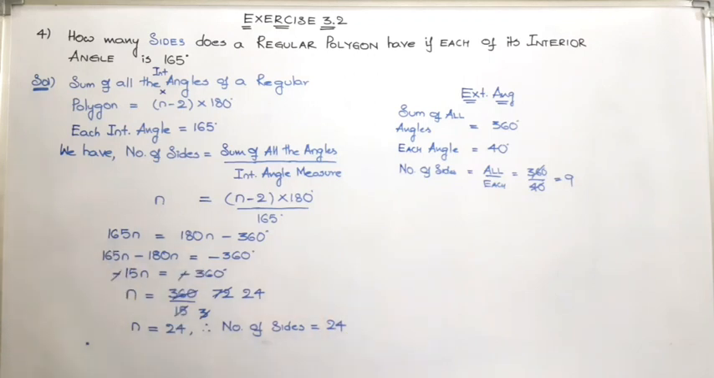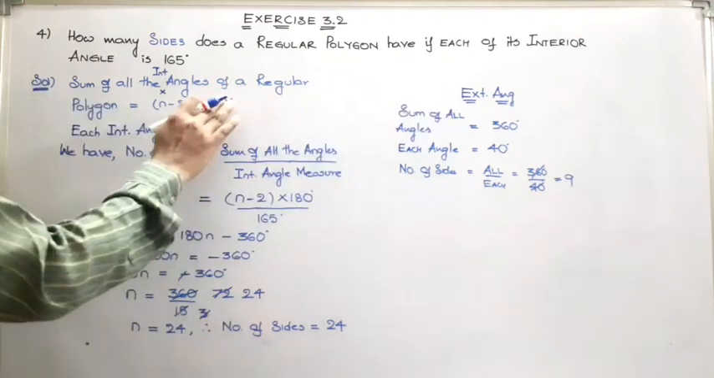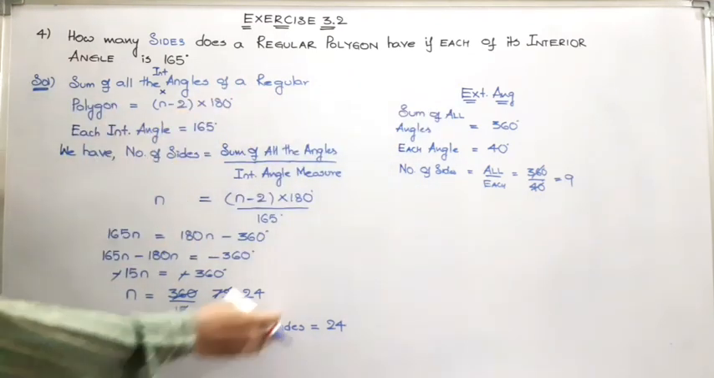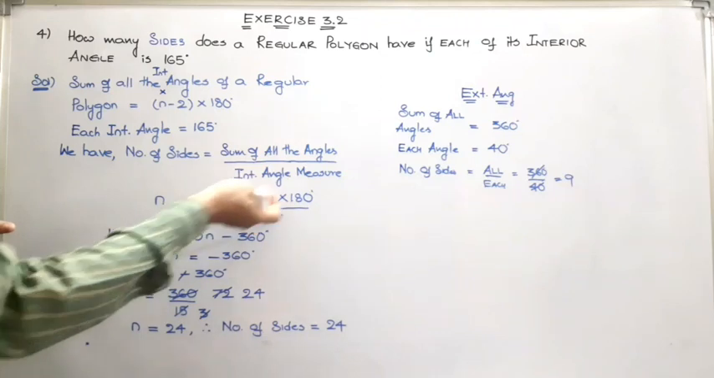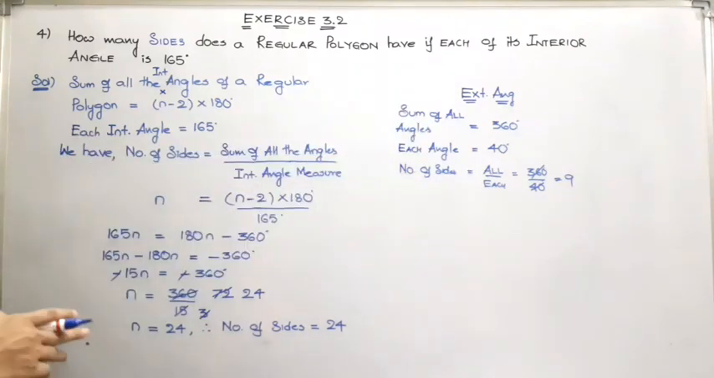Hope you got the point, children. So whether it is exterior or interior, the procedure is the same. Here the sum of the angles will change, whereas 360 will stand still.